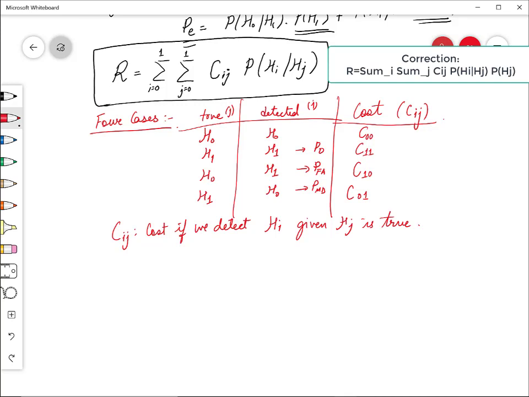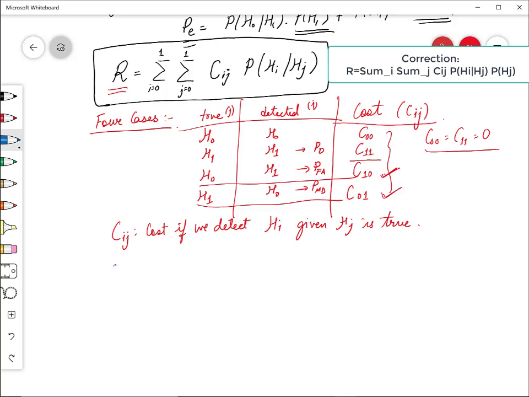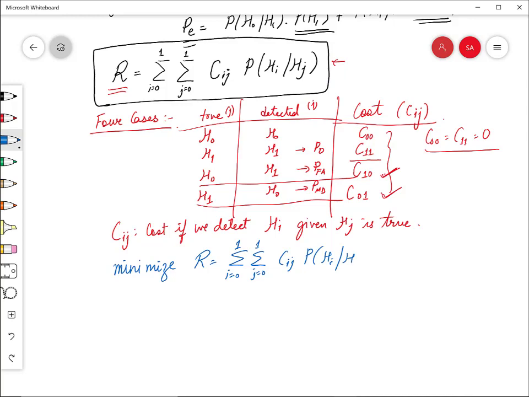All right, so depending on these costs, it is intuitive that you would want C00 and C11 to be 0. You don't want any cost associated with them, and you can have some penalties or costs associated with these two types of errors. So you can combine all these costs into one. This becomes your Bayes risk function. Our goal is to minimize the Bayes risk, which is R equal to the summation i goes from 0 to 1, j goes from 0 to 1, Cij times the probability of hi given hj.